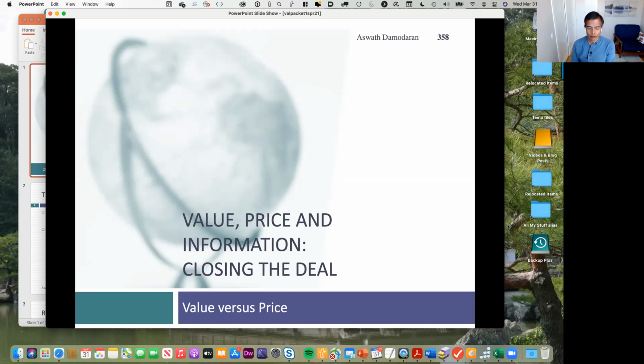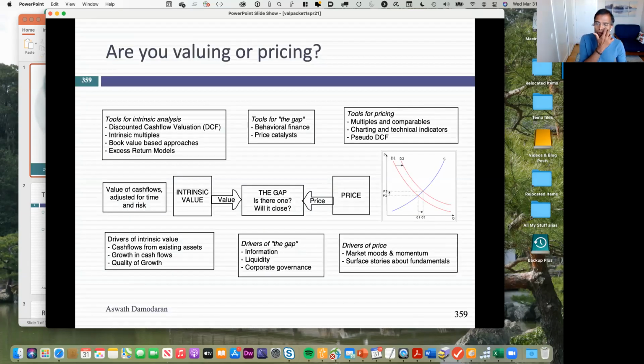Any other questions? So now let's close the deal. We've talked a lot about intrinsic value, and by now, no matter which model you use, you can see what drives intrinsic value. It's cash flows, growth, and risk. You can use discounted cash flow models. You can use accounting models, but ultimately you're trying to value a company based on its business model.